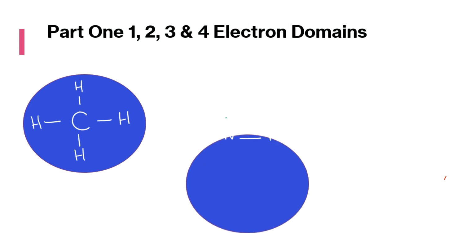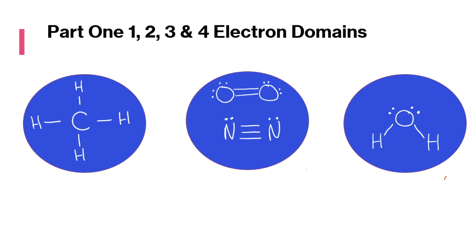In the first part of this live stream, we're going to focus on electron domains where we have up to 4 different electron domains. I have a couple of examples to get us started. The first one on the left here is a molecule of methane, CH4. If we focus on our central atom, how many electron domains surround the carbon? If I start here, this would represent 1. This would represent a second electron domain. This would represent a third. And this would represent a 4th electron domain. Notice that they're all single bonds.